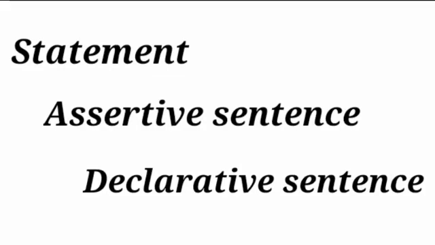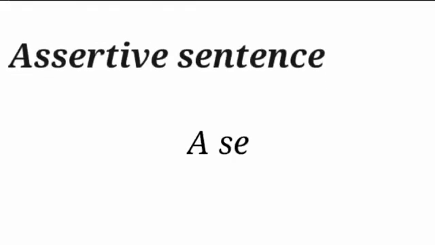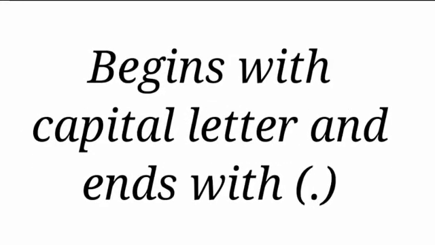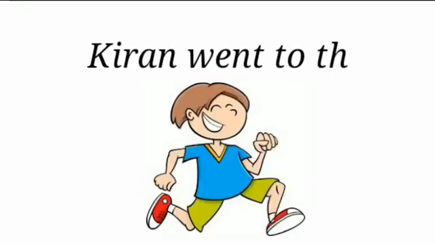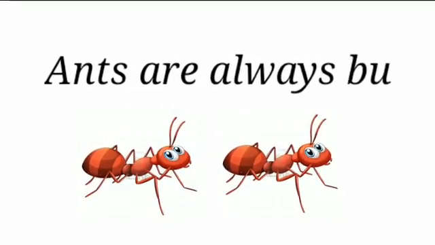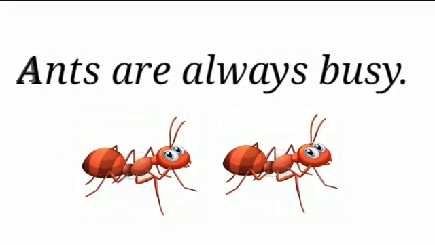The first one, statement. Statement is also called assertive sentence or declarative sentence. A sentence that expresses a statement is called an assertive sentence. The sentence always begins with capital letter and ends with full stop. For example, Gren went to the temple. This sentence begins with capital letter and ends with full stop. Next one, ants are always busy. This sentence begins with capital letter and ends with full stop.